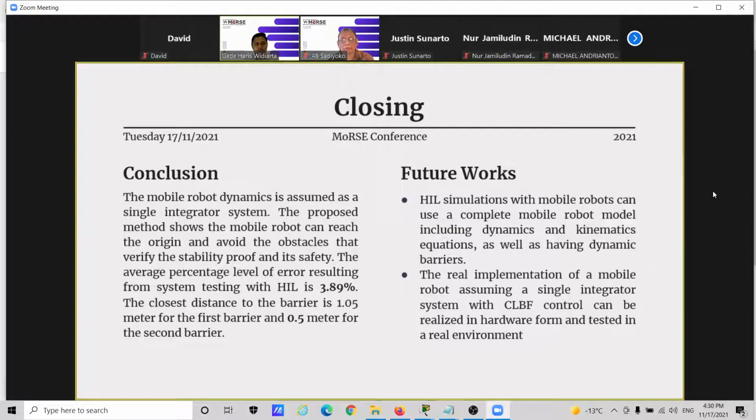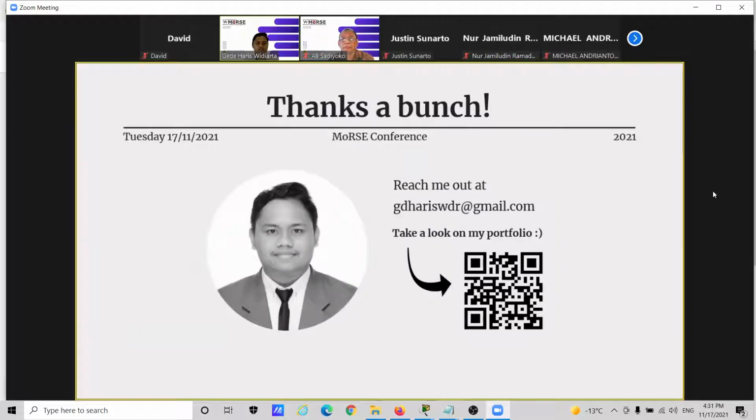And for future work, I hope the Hill simulation with a mobile robot can use a complete mobile robot model, including dynamics and kinematics equations, as well as dynamic barriers, and that the real implementation of a mobile robot assuming a single integrator system with control wave can be realized in hardware form and tested in a real environment. Okay, maybe that's all for me. Thank you.